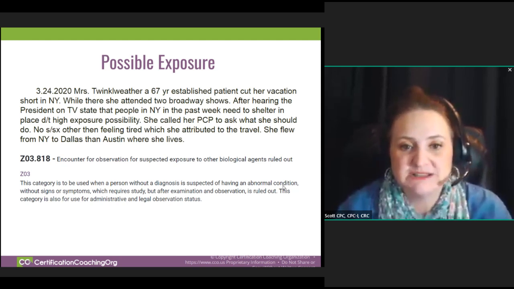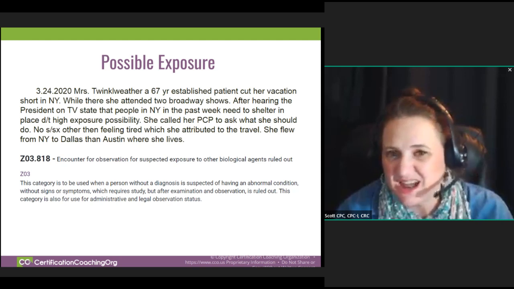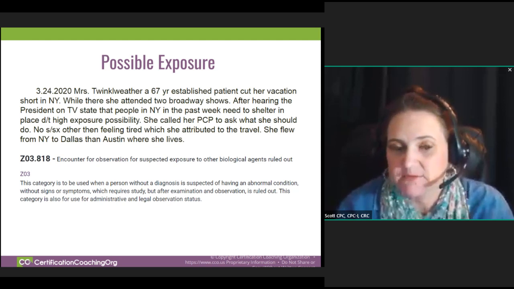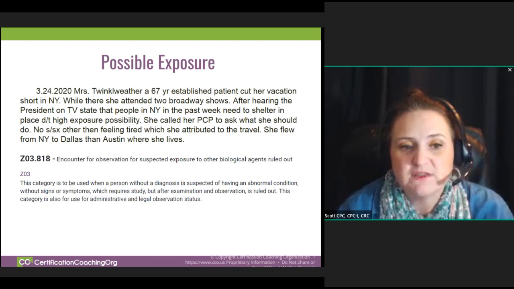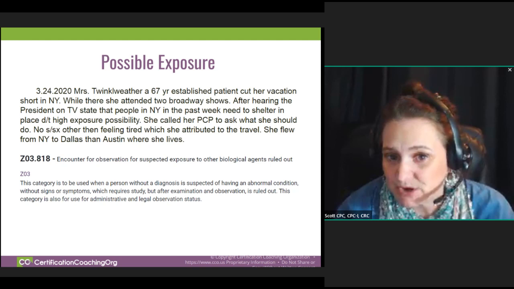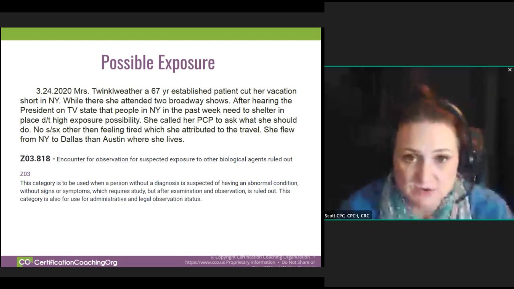Now, that all being said, again, what do we have? High exposure possibility. What are the signs and symptoms? None, really, except for tired. Okay, that's plausible, right? But you've been on an airplane and you've been exposed. So what do we have? If you go in, they have encounter for observation of suspected exposure to other biological agents. It's Z03.818. That's the code that you need to be aware of.